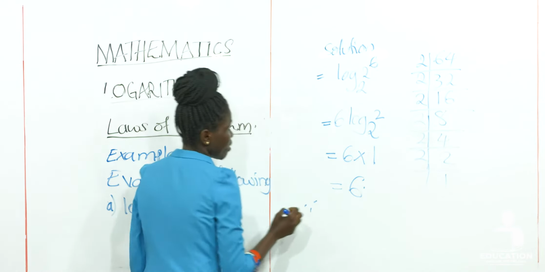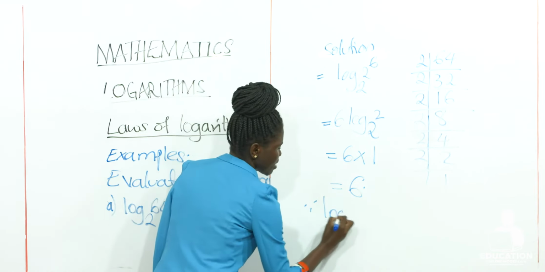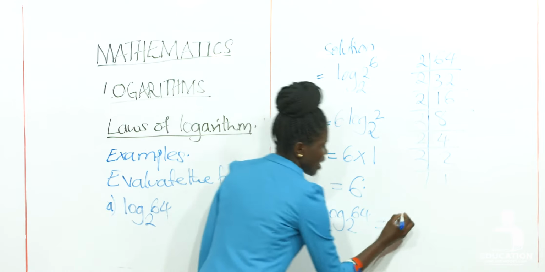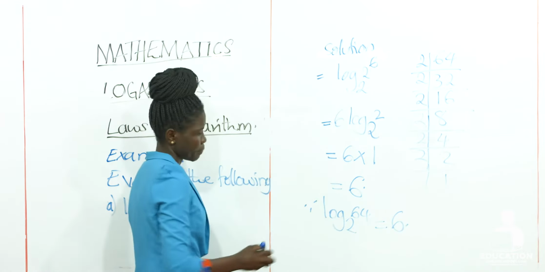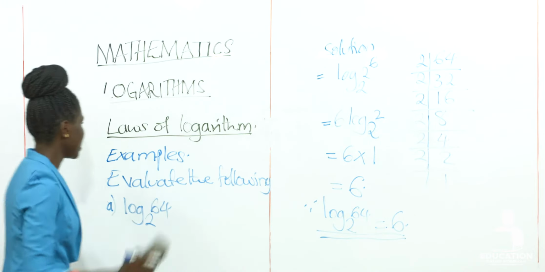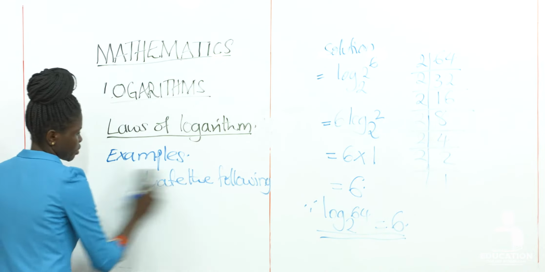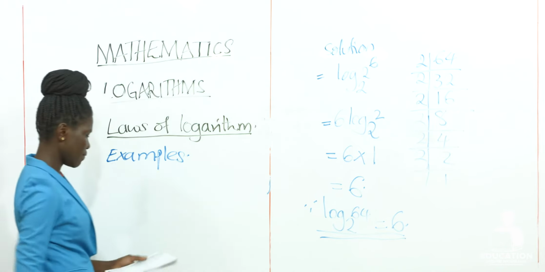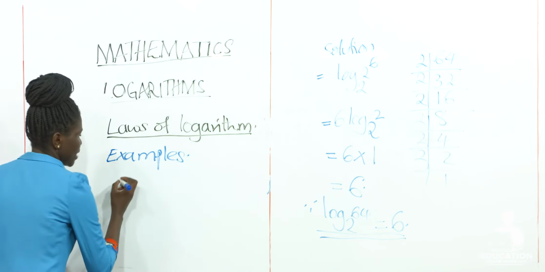So we are saying, therefore, our log, which was given as log 2 64, should give you your answer as 6. This will be our final answer. Let's have the next example. We are still evaluating different numbers to help us.